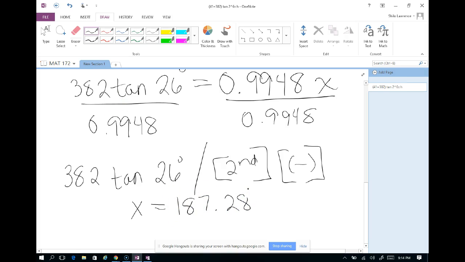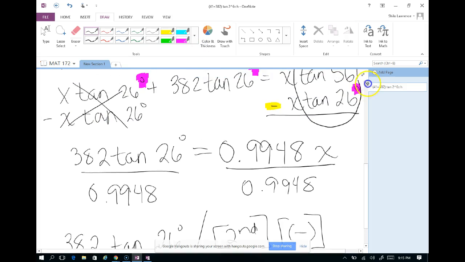187.28 for x. We were actually told to solve for h. So if you look back up at the top, we did have a formula that had x and h in it.